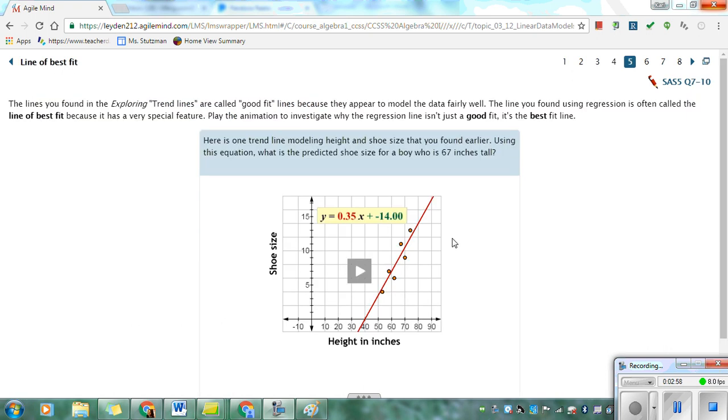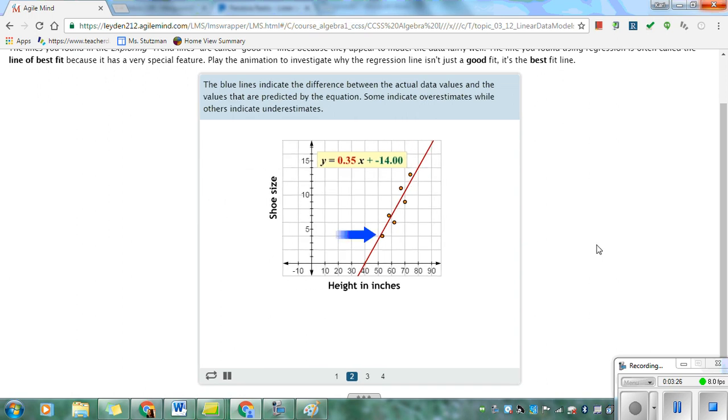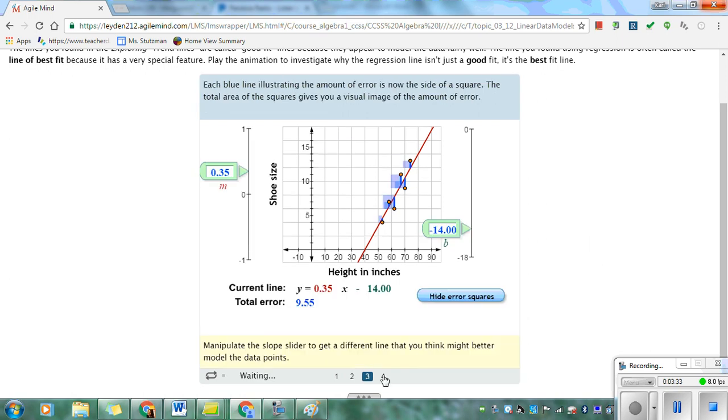Now looking at this, they give us a new line of best fit. This trend line, 0.35x minus 14. And I want you to use it to get a prediction. You are going to take your prediction of 67 inches and plug it in. I want to know, what would this person's shoe size be? If you're looking at my graph, do you see how the height in inches is the x value? We are going to plug in the 67 for x, and evaluate it.